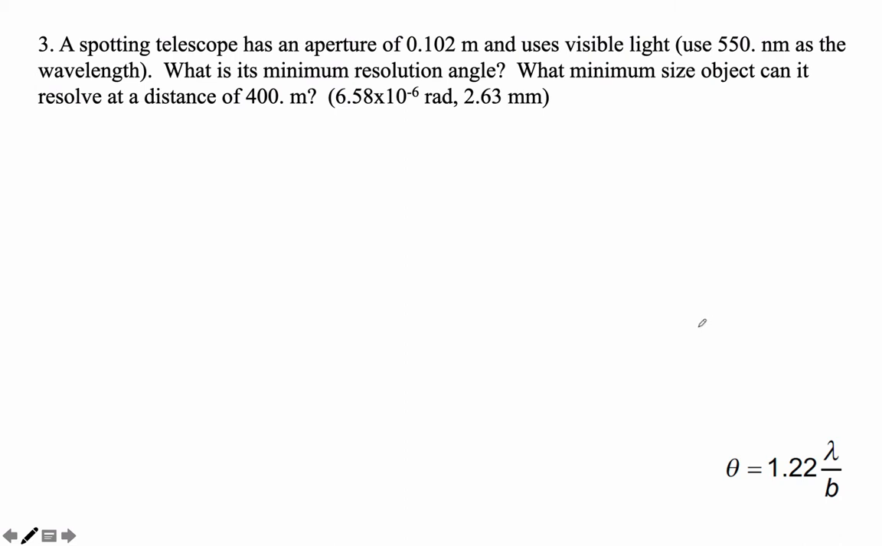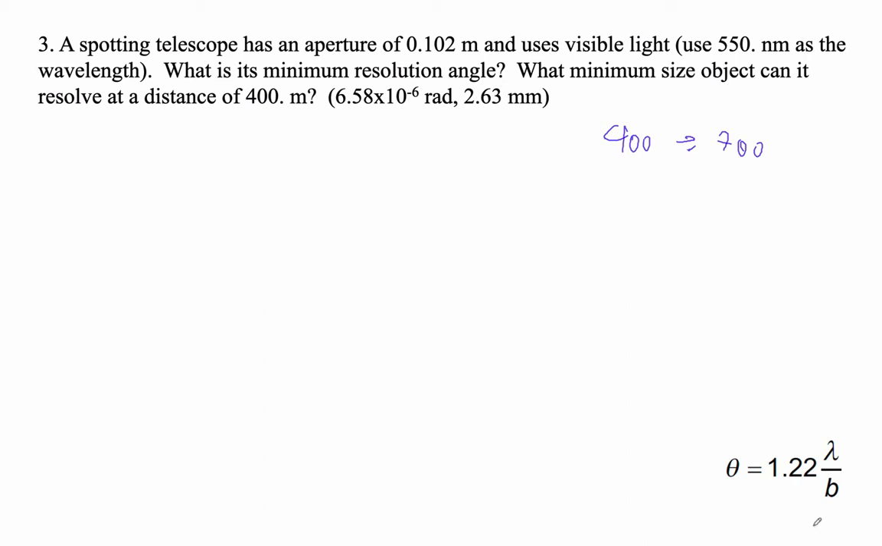A spotting telescope has an aperture that's about 4 inches, 0.102 meters, and uses visible light, so use 515. That's right in the middle, since you can see basically from 400 to 700. A lot of people like to use 550 as what visible light is. Using that as the wavelength, what is the minimum resolution angle? What minimum size object can it resolve at a distance of 400 meters?